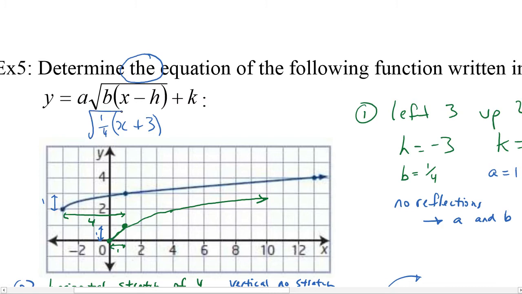It's still the square root. Since my a is 1, I don't really have to write a 1 out there. I'll just leave it. And then I've got my up 2, so my k is plus 2. And that's what it looks like.